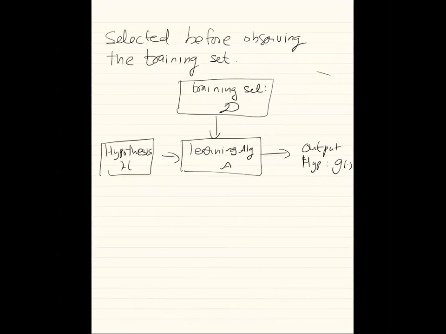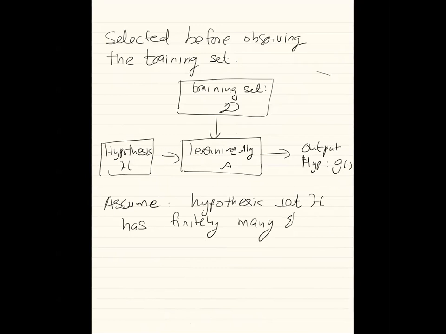Now what we want to do is add learning to it. So what we will do is assume for now that our hypothesis set H has finitely many elements. Okay, so we'll assume that H is of the form H1, H2, up to HM.